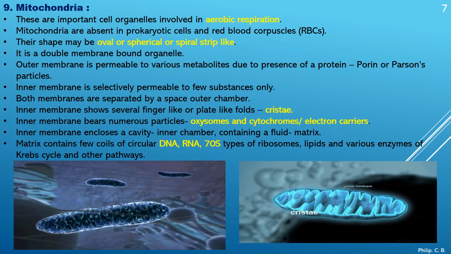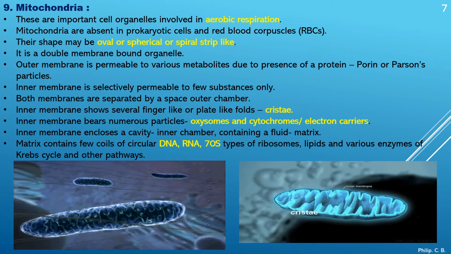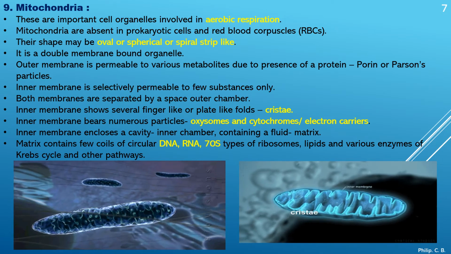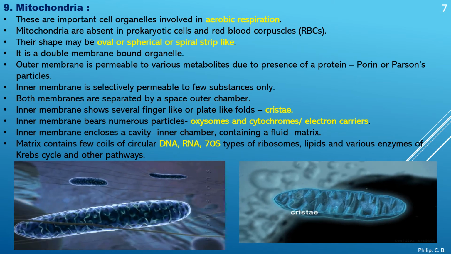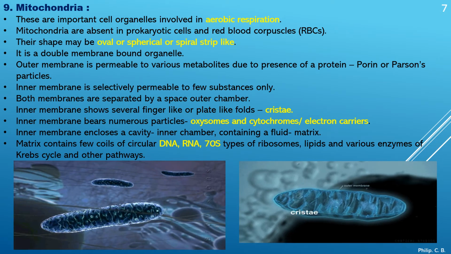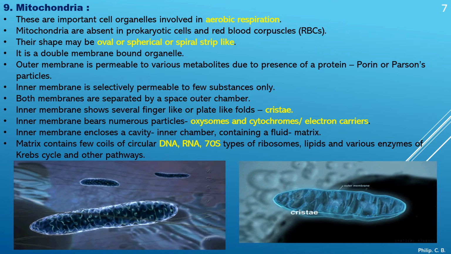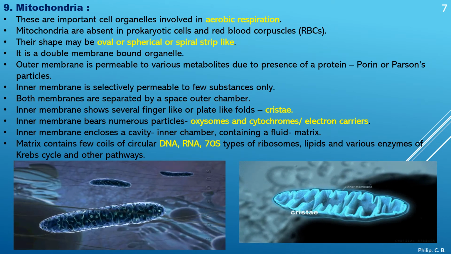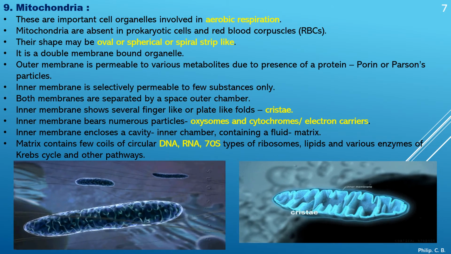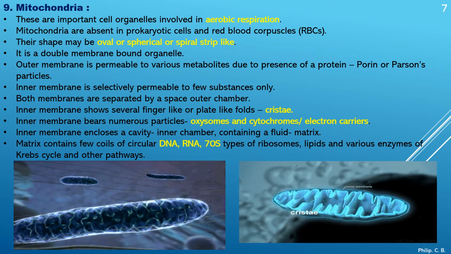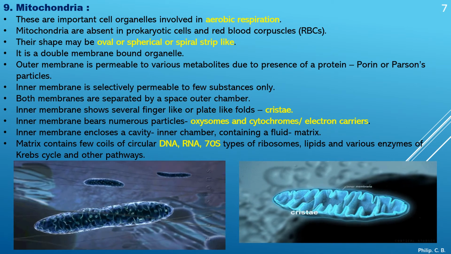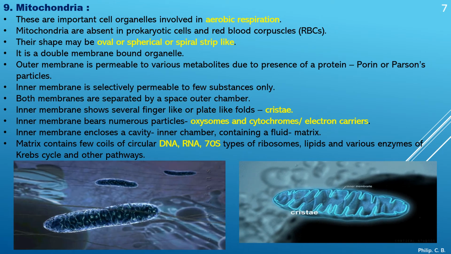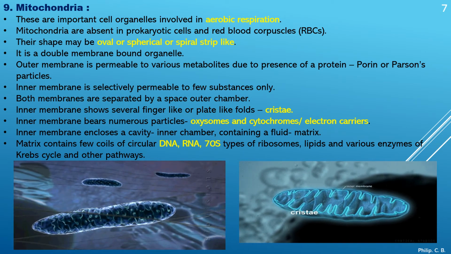It is a double membrane bound organelle. Again, you can see the outer membrane and inner membrane. The outer membrane is permeable to various metabolites due to the presence of a protein which is called porin or Parsons particles. The inner membrane is selectively permeable to few substances only. Both membranes are separated by a space, the outer chamber. The inner membrane shows several finger-like or plate-like folds which are called cristae, which you can see on the right side of the image very clearly, the finger-like projections, that is cristae.